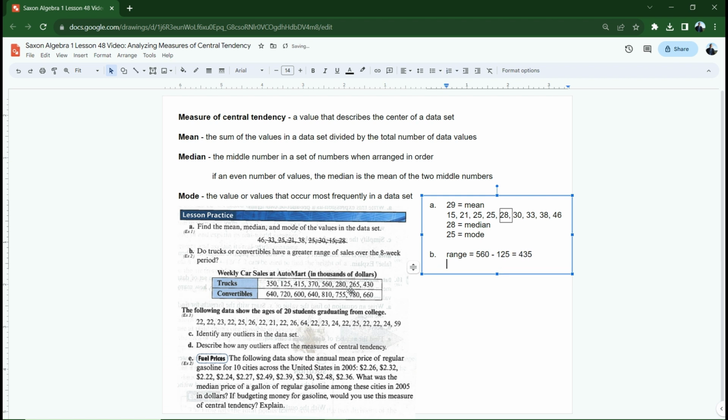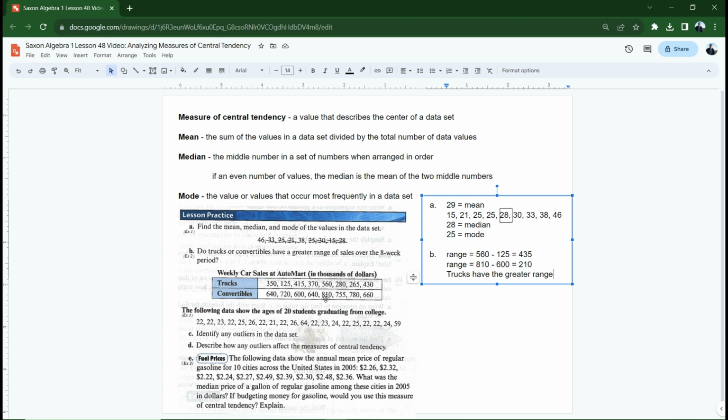$435,000 in range. For convertibles, the lowest number, it looks like people are consistently buying convertibles here. 600 is the lowest, 600,000. And the highest appears to be 810. So 810 minus 600 is 210,000. So trucks have the greater range because it's the greater difference between the highest and the lowest.